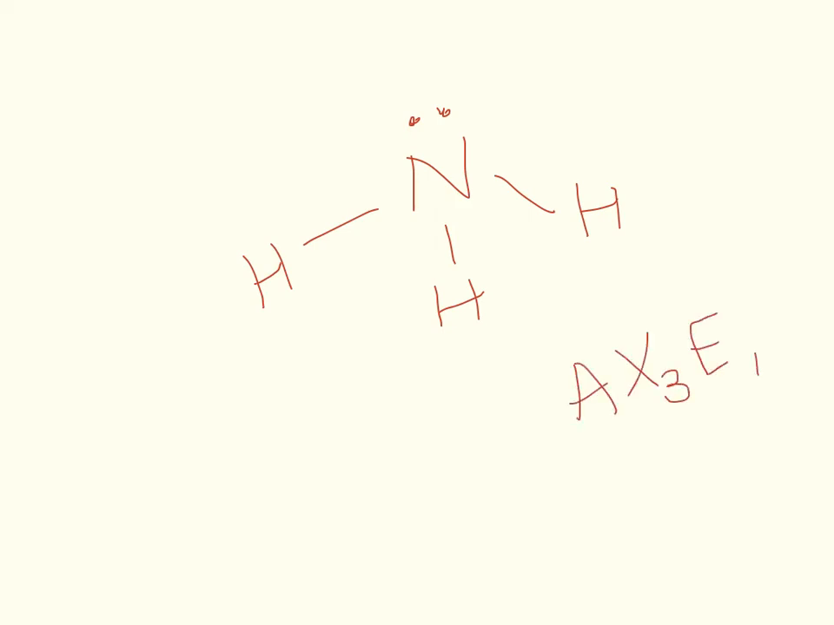Whereas, in a system like this one, ammonia, this is of the type AX3E1, right? And the NH bonds are polar, but they are not symmetrically arranged around the N atom. If you notice, they are on 3 sides of the N atom and the other side has the lone pair, right? So this is a polar molecule.